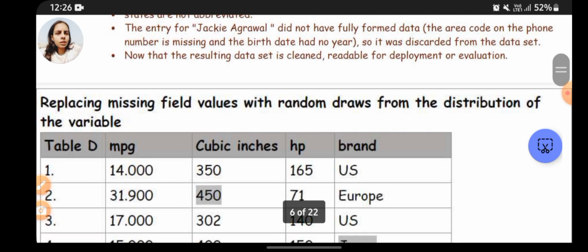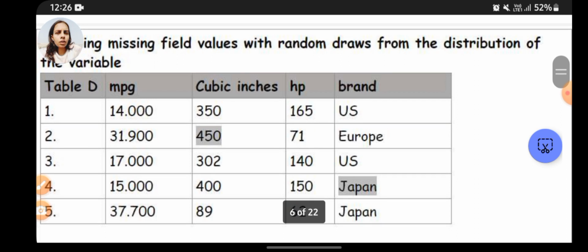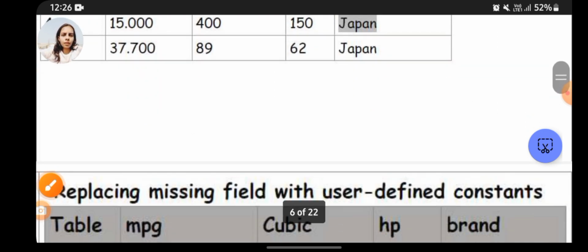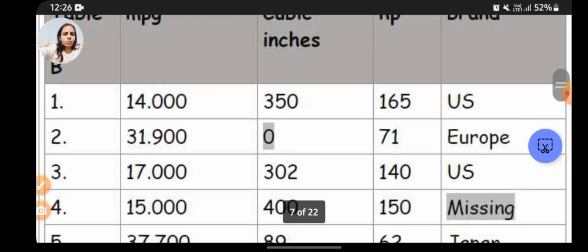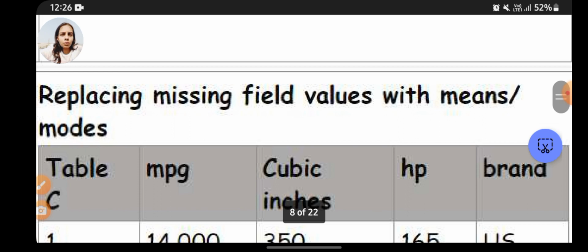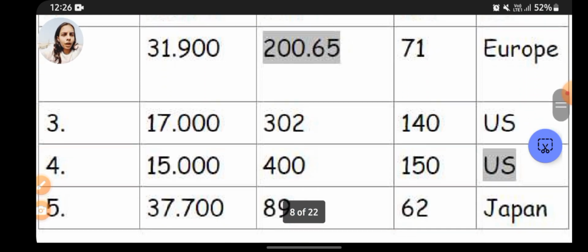Now, replacing the missing field values with random draws from the distribution of the variable. These are the missing values replaced with random draws from the distribution of the variables. Now, replacing missing fields with user-defined constants. These are the missing fields. Replacing missing field values with the means and modes. In cubic inches we have 200.65, while in brand we have US.